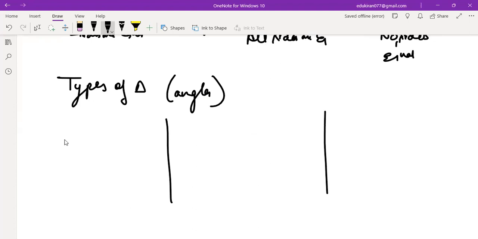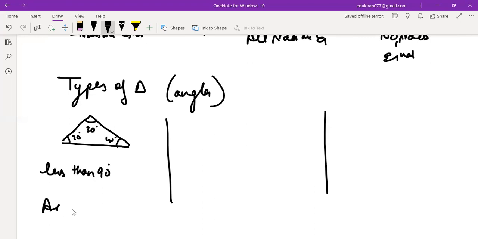So the first triangle looks like this. Over here, all the angles, for example, this is 30, this is 20, and this is 40. Got the point? All the angles are less than 90 degrees, right? So this will be an acute triangle. You know acute? Less than 90 degree angles. This will be an acute triangle.